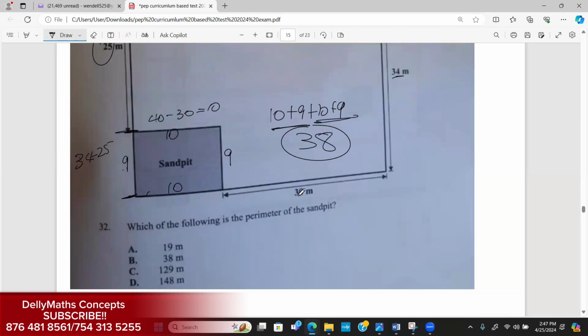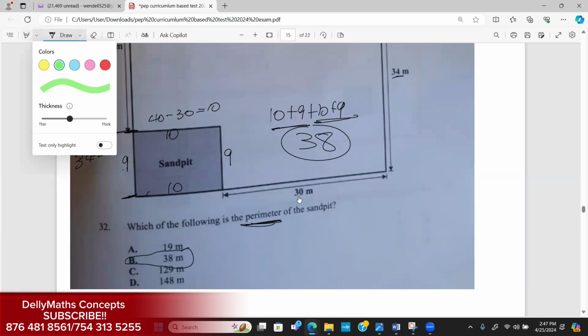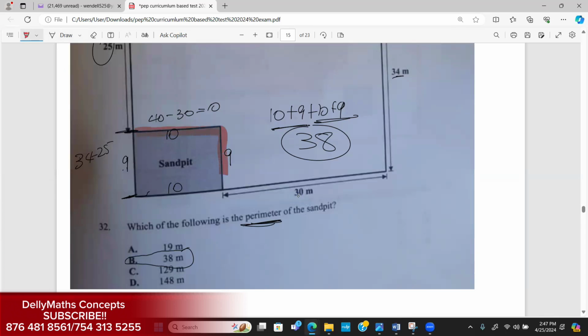Let's see if we see a 38 for the answer. Yes, it is. So our answer is this. Remember, perimeter is the distance along the boundary. And remember, look what they said: which of the following is the perimeter of the sandpit? So anybody who picked 19, you have to pay attention to the question. We were told to think about the perimeter of the sandpit. So let me show you the sandpit. We are dealing with this. So our focus was this. That is our focus. So we're not dealing with the field, we're dealing with the sandpit. So we're talking about those measurements. So you would have gotten 38 for that.